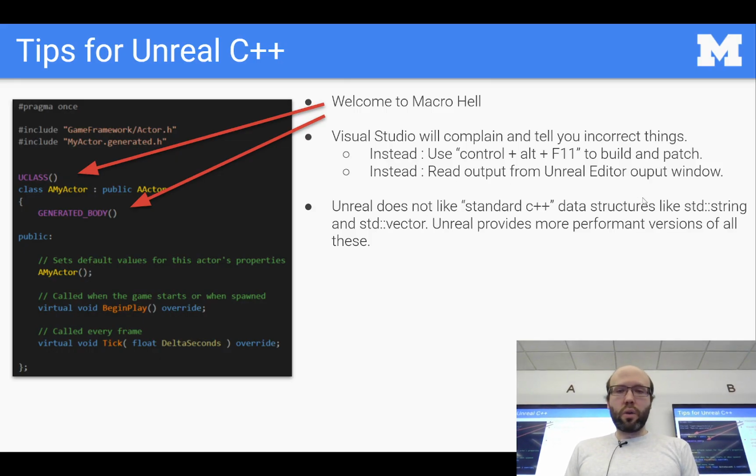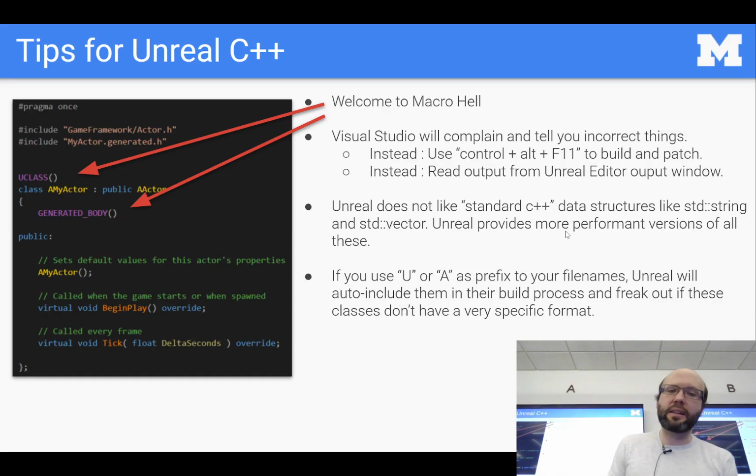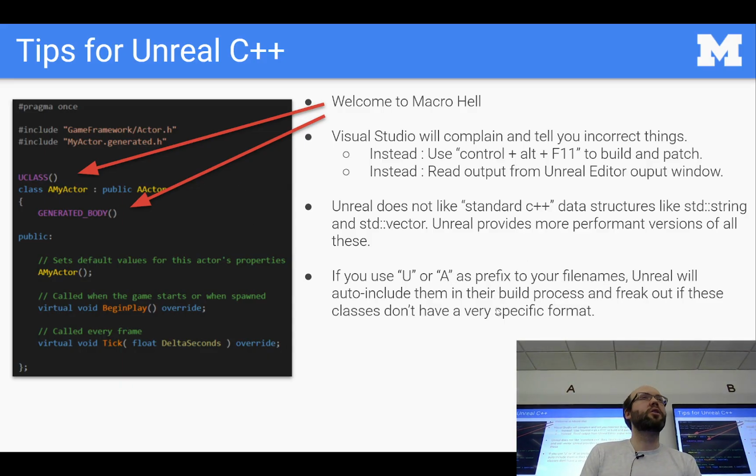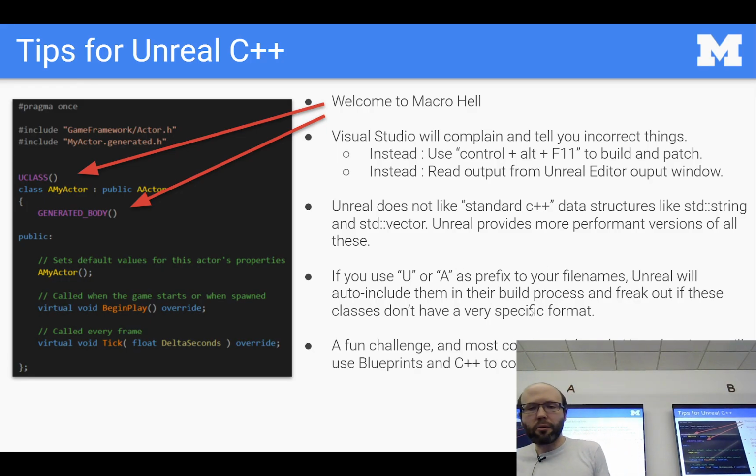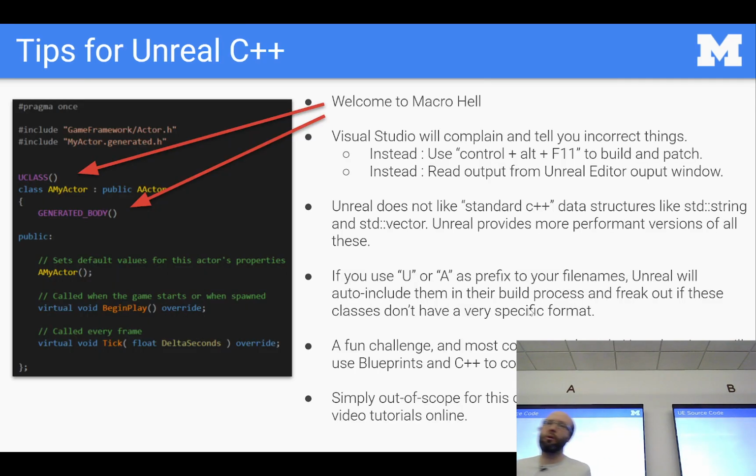Yes, again, you don't use the standard C++ data types like vector. If you attach a capital U or capital A as a prefix to your file names, Unreal is going to make assumptions about what these file types are. And the build process is going to go crazy if you don't have them in very specific formats, okay? I don't think I'm going to really tell you anything more.